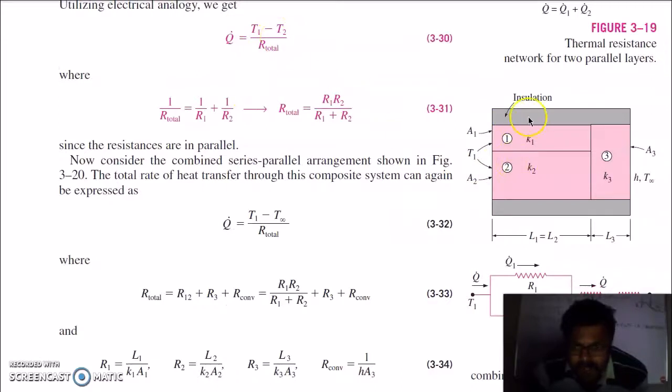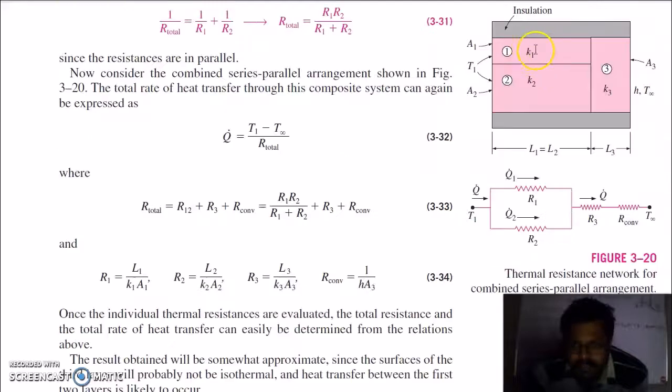The same you can express for this arrangement where two layers are parallel and then they are in series with the third layer, which is again in series with the convective heat transfer at this interface. So for this layer you can write Q1 heat transfer with resistance R1. For the second layer you can write Q2 with resistance R2. This is the third layer, and for the third layer your heat transfer will be the sum of the first and second layer, meaning Q1 plus Q2, which is Q with R3.